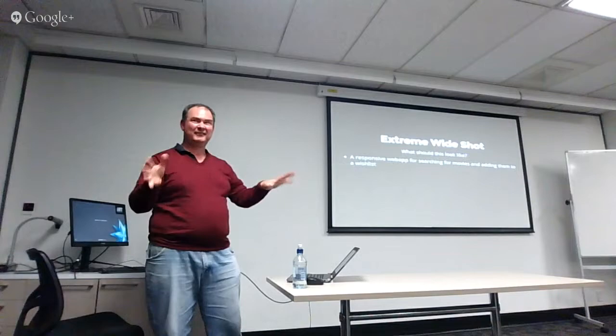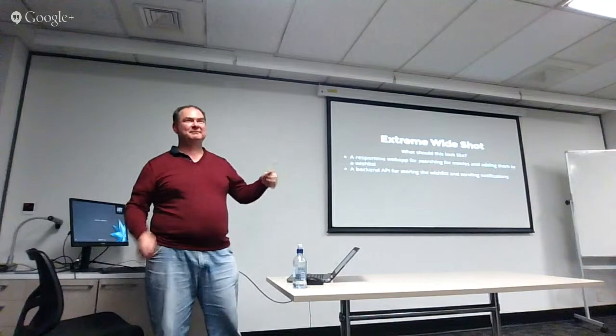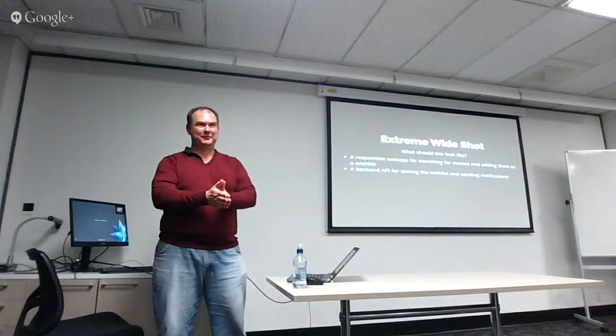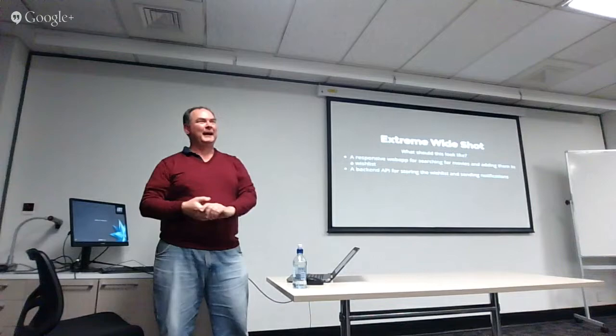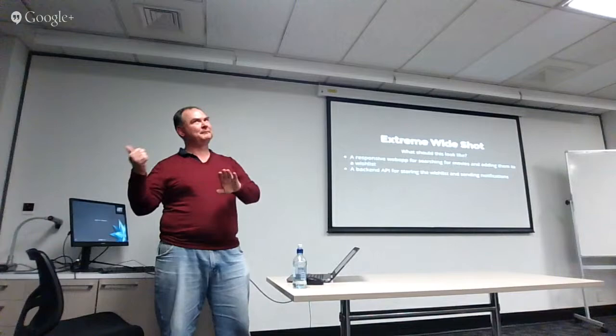Yeah. That backend API is just storing the wish list. So it should have very low utilization. It should just have people every now and then saying, I'm interested in this movie. And then it has that regular job going through, checking the wish list, seeing whether or not anything's changed about the release dates, sending out emails.